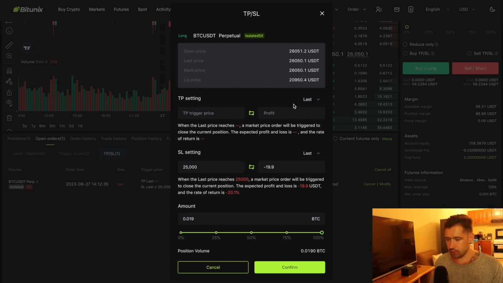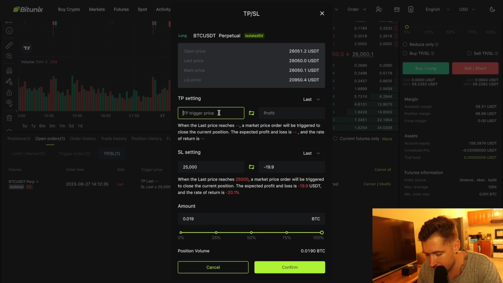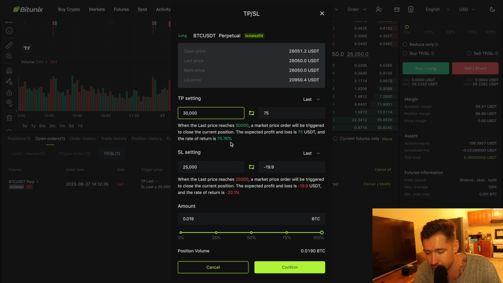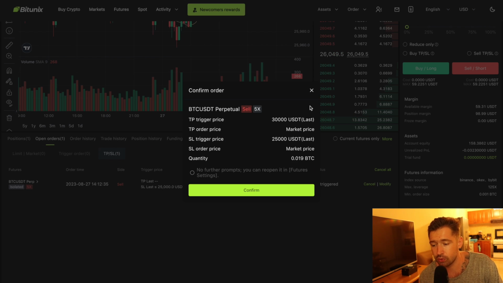Now, if you want to set your take profit, let's say we want to take profit at 30,000 on BTC, which would be a juicy gain of 75 US dollars, which would be a 75% gain, which is a nice little trade here. We have about a 3-to-1 trade, which I usually am trading 3-to-1, sometimes 2-to-1, 4-to-1, but usually I like to get at least 3-to-1 on my trades, and we get a 75% return, which would be a $75 profit if Bitcoin were to go up to 30K.